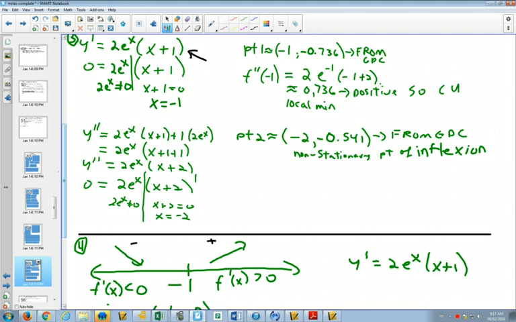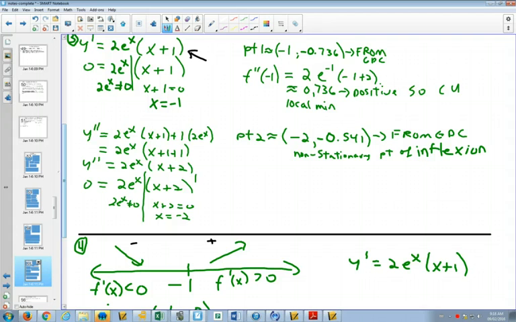And so if we put in something less than negative 1, obviously that x plus 1 is going to be negative, so our function is going to be less than 0. And anything bigger than negative 1 is going to be positive. So we'll have decreasing before, increasing after.